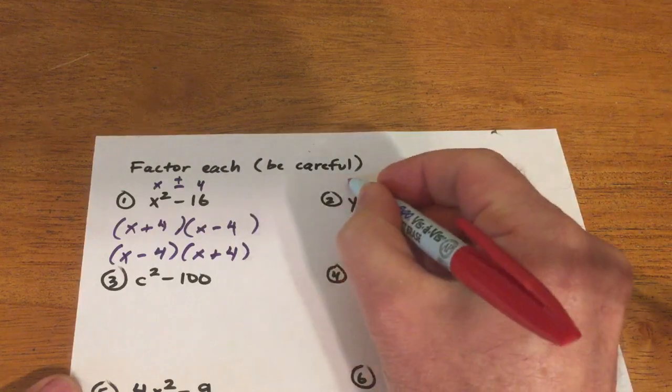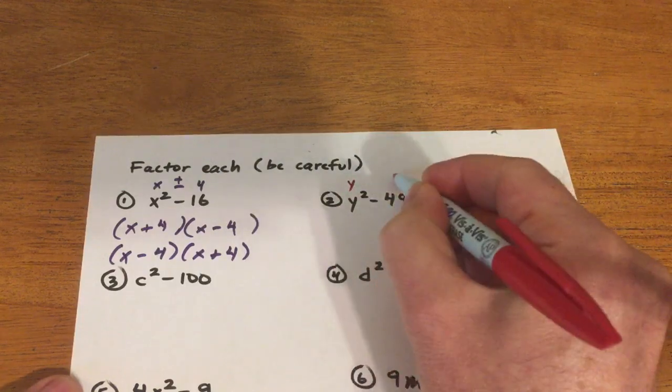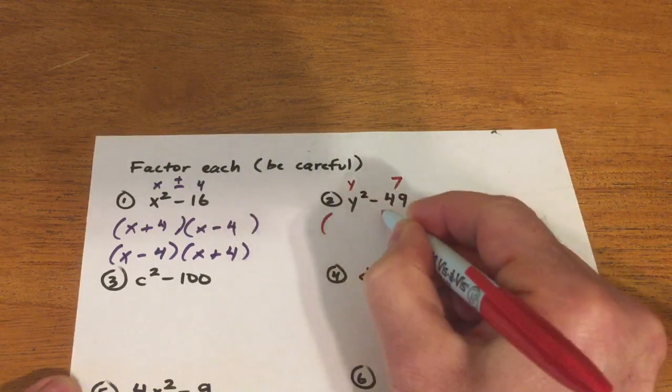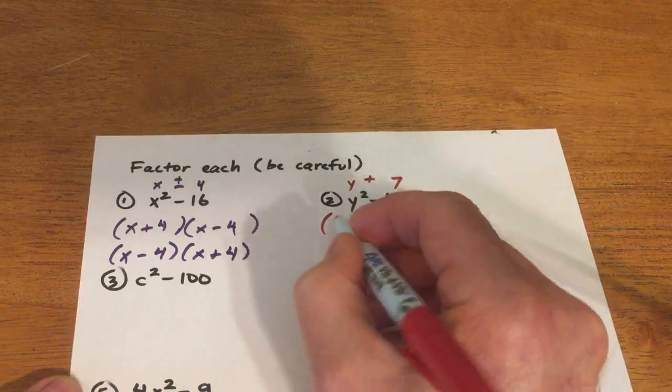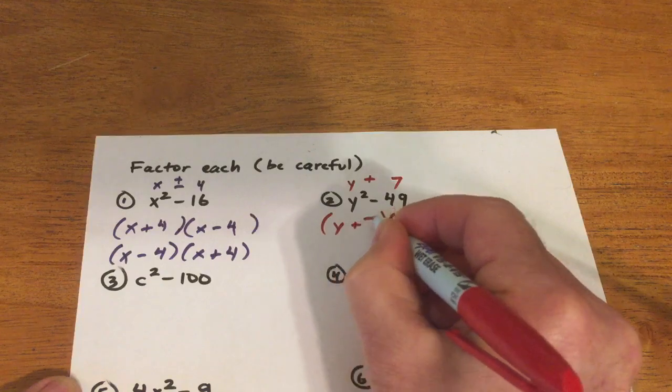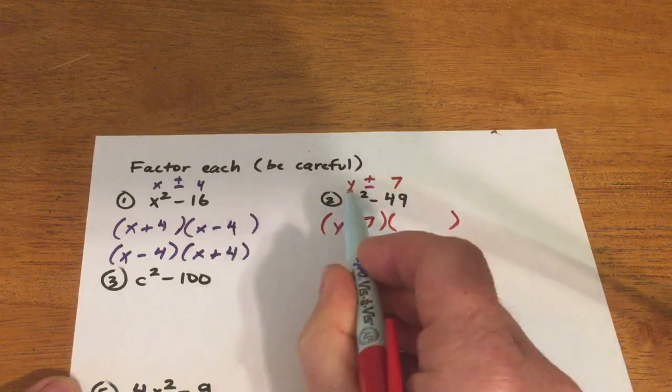Square root of y squared is y. Square root of 49 is 7. So we're going to go ahead and use the y and the 7. First with a plus here, because I'll usually put the plus first. And then with a minus here, y minus 7.